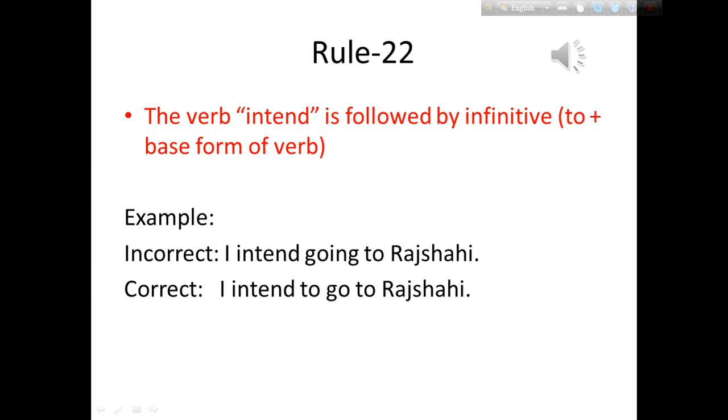So here the example gives us the sentence I intend going to Rajshahi. So intend means plan. I planned going to Rajshahi. That is the sentence for us. So here we have used the word intend. So according to the rule, we have to use the preposition to plus the base form of the verb, that means the infinitive. So the correct sentence will be I intend to go to Rajshahi.